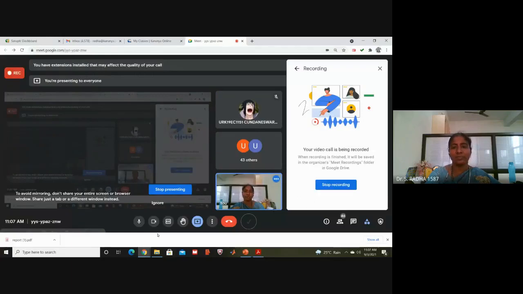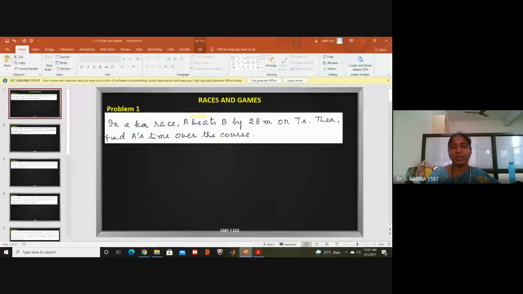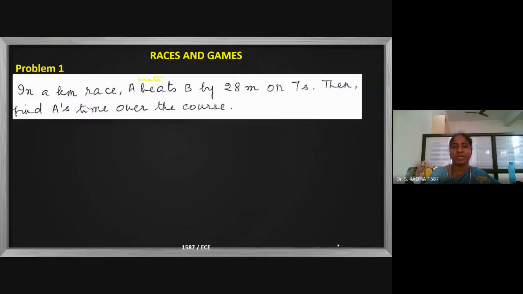A race is going on. Course means running race. You can see in this running race, A and B are participating. They have started at the same time. A is running and B is also running.